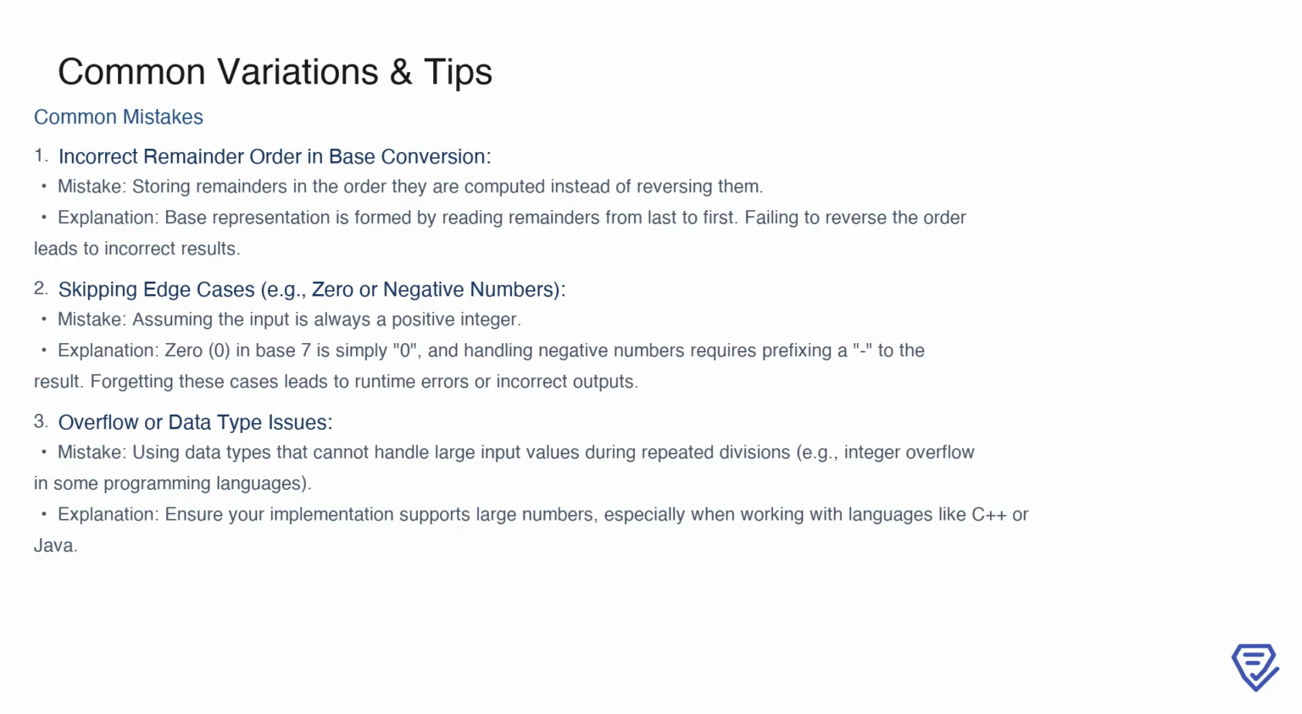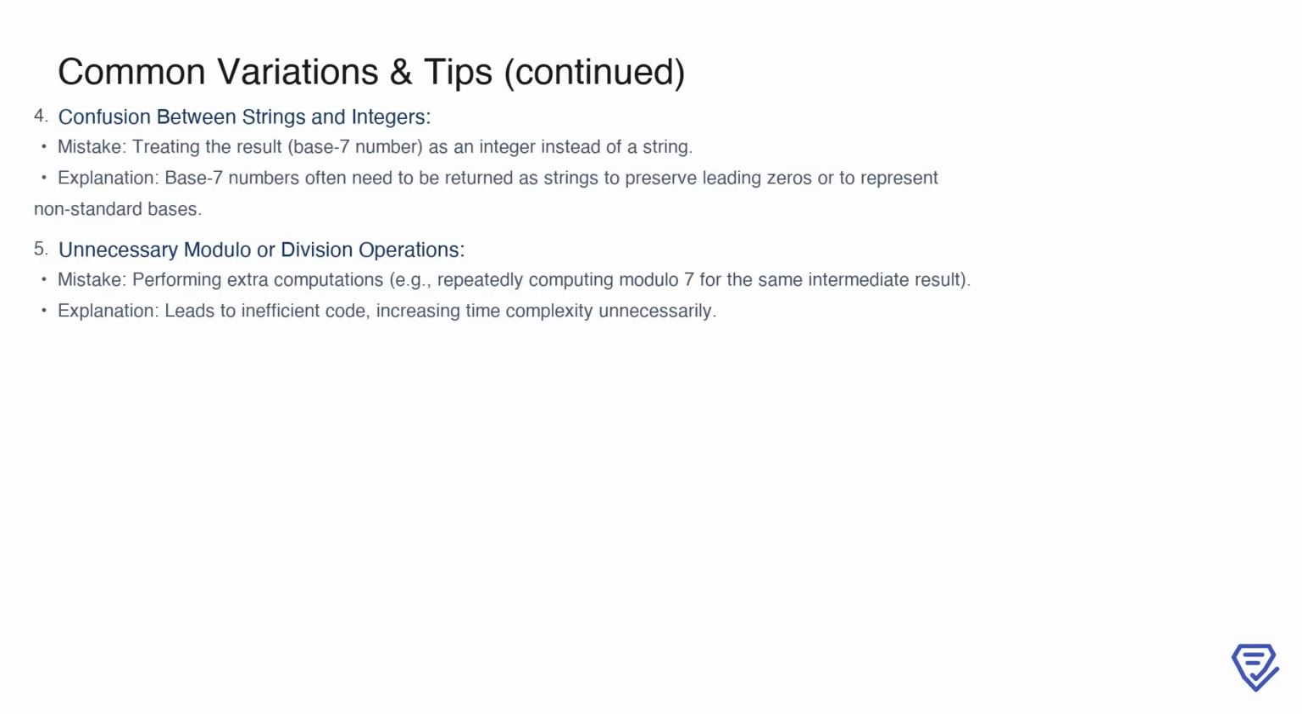Finally, be cautious about potential overflow or data type issues, especially in languages like C++ or Java. If the input value is very large, certain data types may not handle repeated division operations correctly, so it's important to ensure your implementation supports large numbers appropriately. Another common source of confusion is treating the base 7 result as an integer instead of a string. Base 7 numbers are often returned as strings to preserve characteristics like leading zeros or to handle non-standard bases. Misunderstanding this can cause incorrect results.